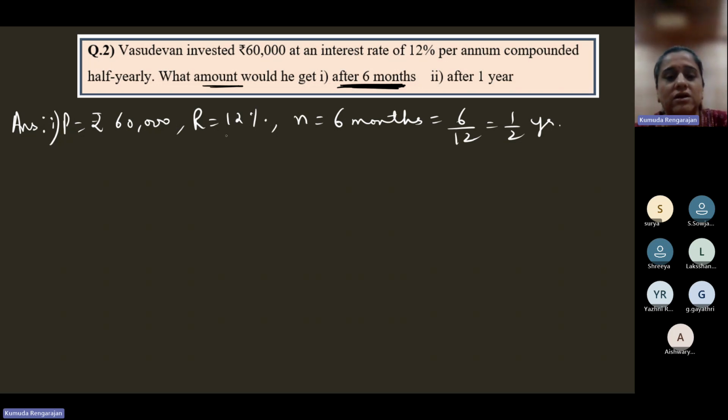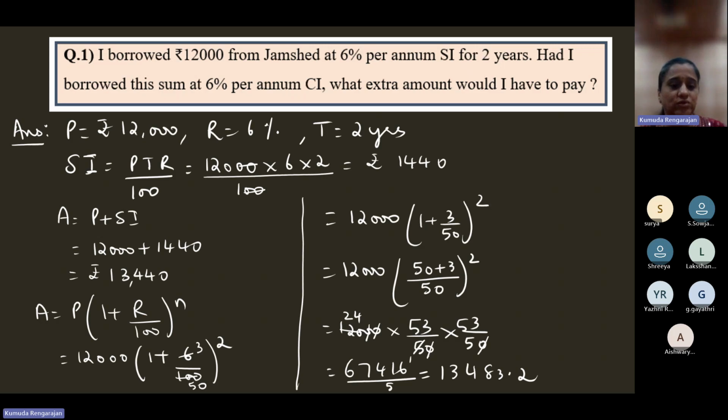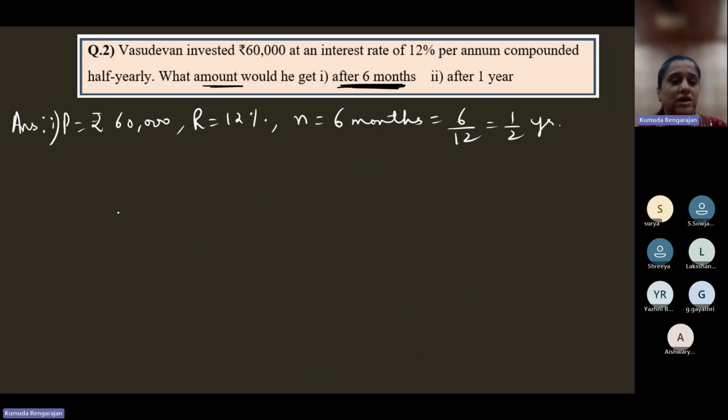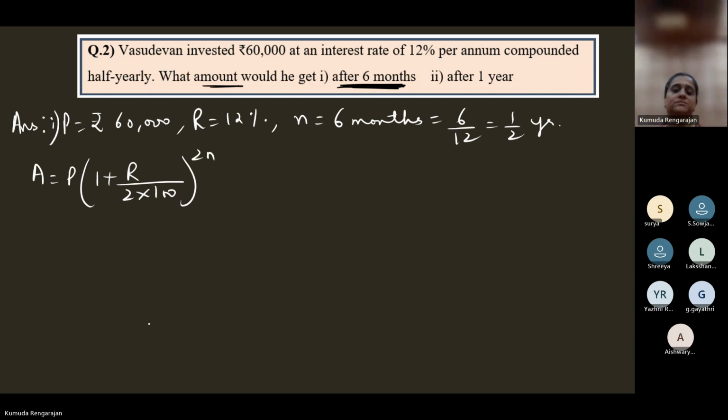60,000 is the principal, rate 12%. N is 6 months, children, but time should not be substituted in months. It should be substituted in years. So 6 by 12, half a year. Now, because it is half yearly, we will not use this formula. We have another formula if it's half yearly. And what is that? Amount is equal to P into (1 plus R by 2 into 100) to the power 2n. If it is half yearly, this is the formula.